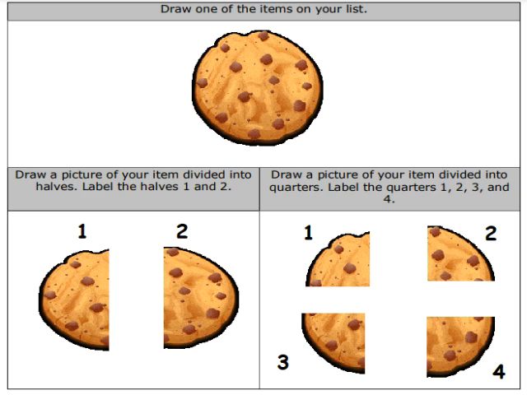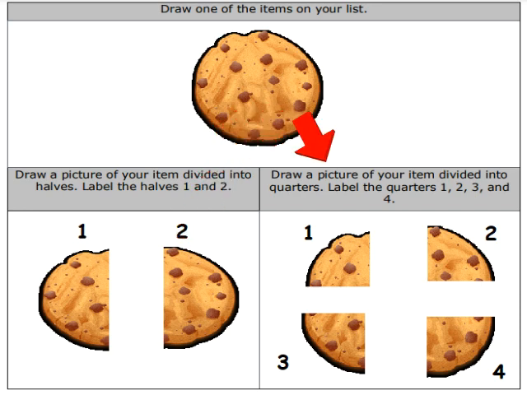Below that, it says draw a picture of your item divided into 2 halves. Label the halves 1 and 2. So you can see I split my cookie into 2 equal parts and I wrote 1 and 2. Now I have 1 half and my second half.